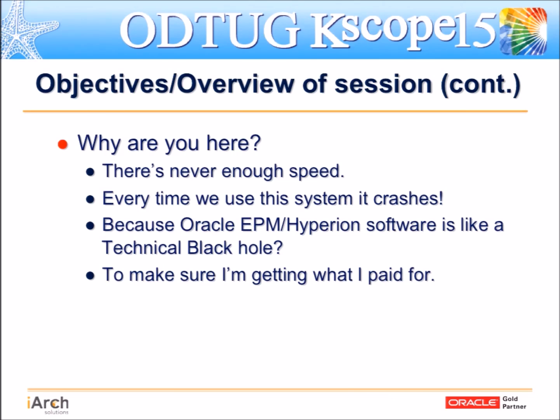We're here because the third one's my big favorite. It's a black hole. What is Hyperion? What is EPM? Why is this thing so complicated to maintain, to run it, to keep it up and going? And why are there so many little small nuances and things to watch out for as you grow, develop, and implement your software?